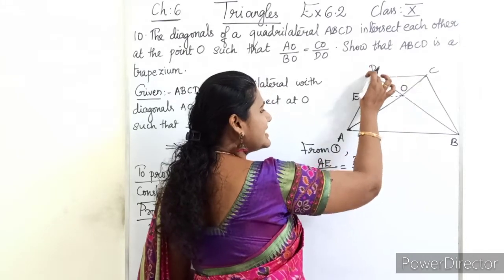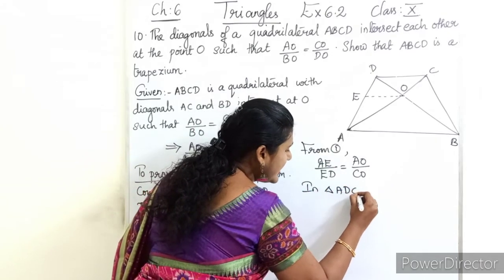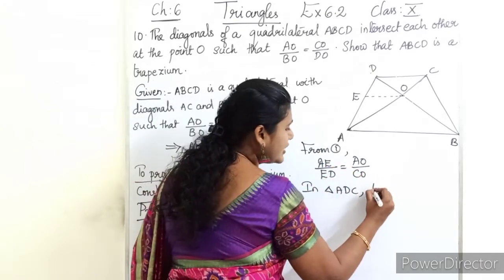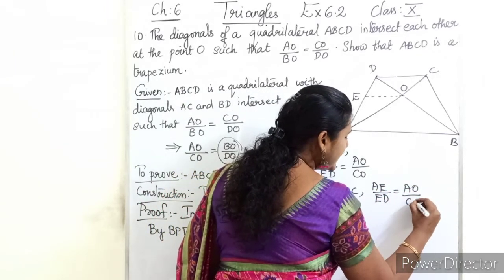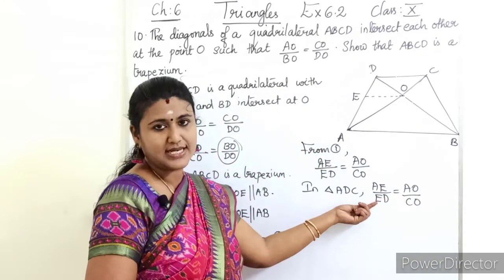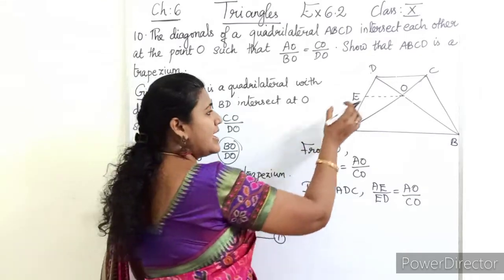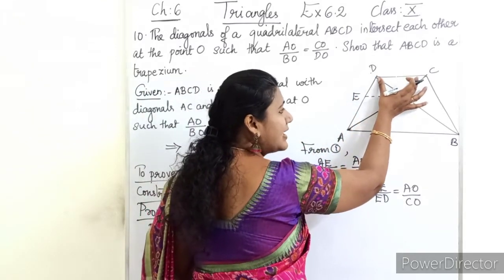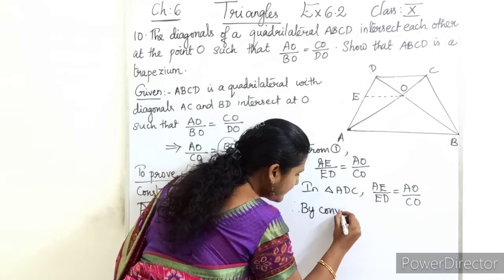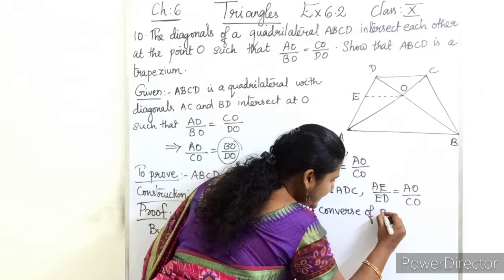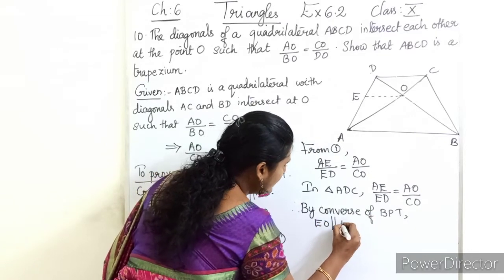So we have to consider now this triangle. In triangle ADC, we got this condition, that is AE by ED is equal to AO by CO. In a triangle, if this condition is satisfied, by the converse of basic proportionality theorem, what can we say? This line EO is parallel to CD. Therefore by converse of basic proportionality theorem, we can write EO is parallel to DC.